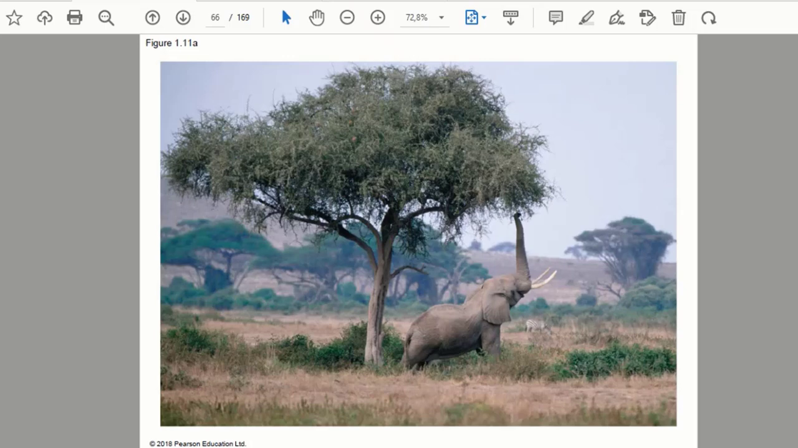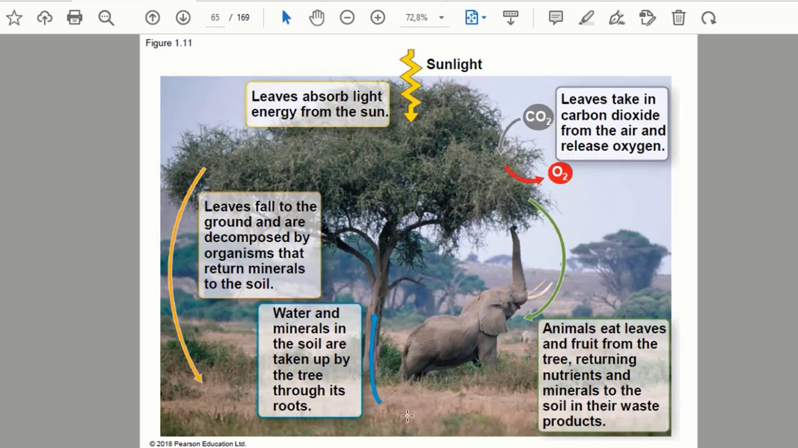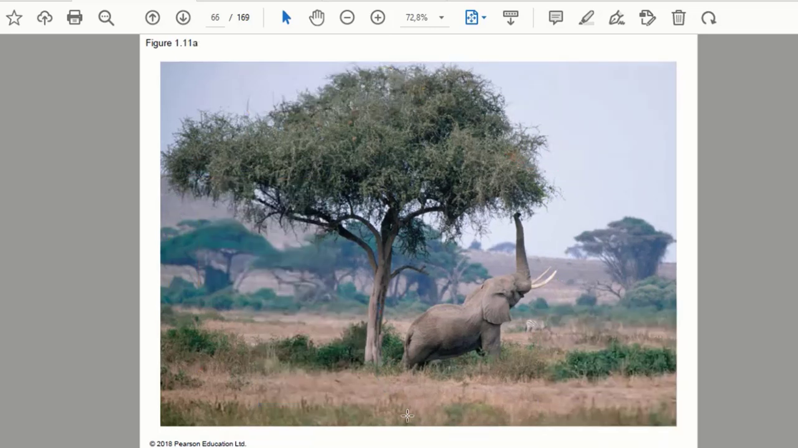Or even this elephant that we see here? What do you think are the other benefits that they have to the environment?